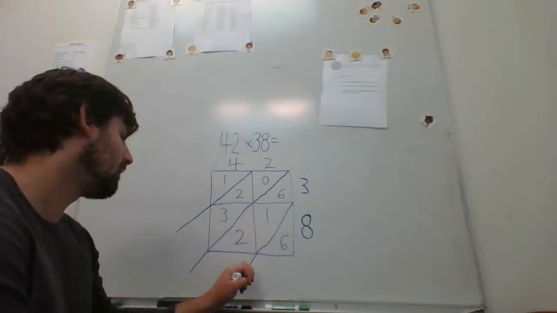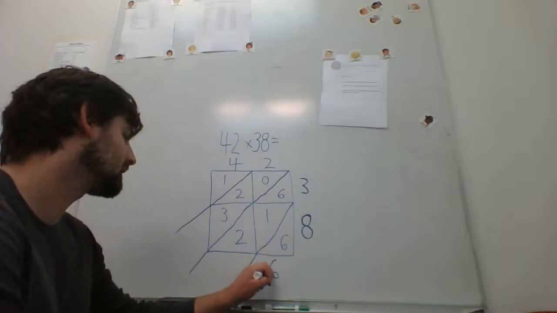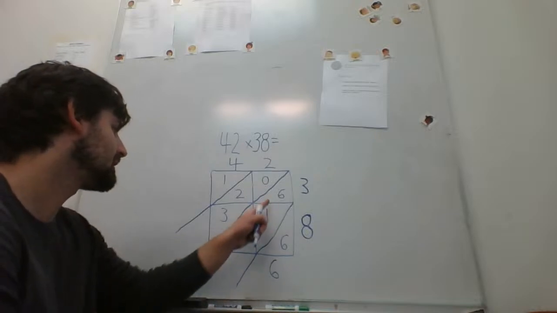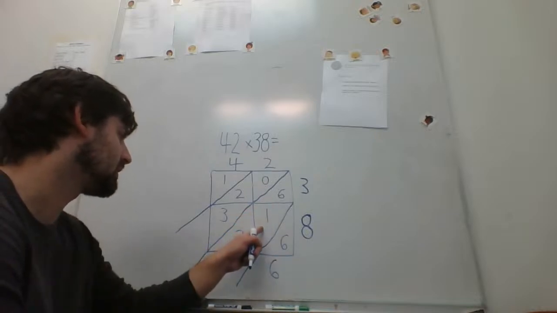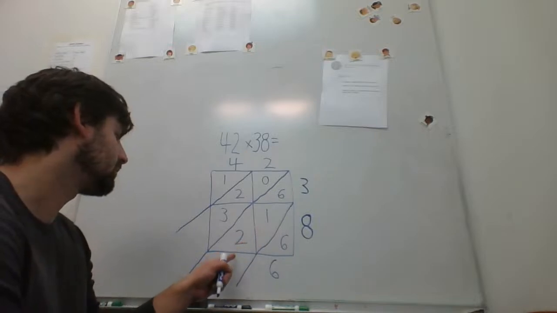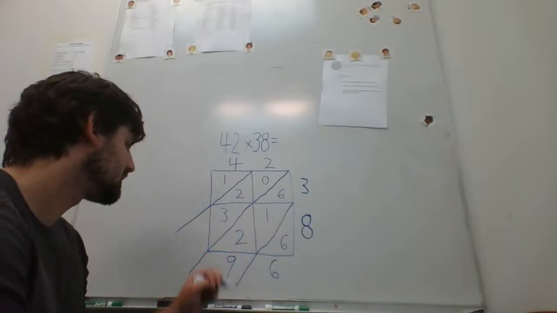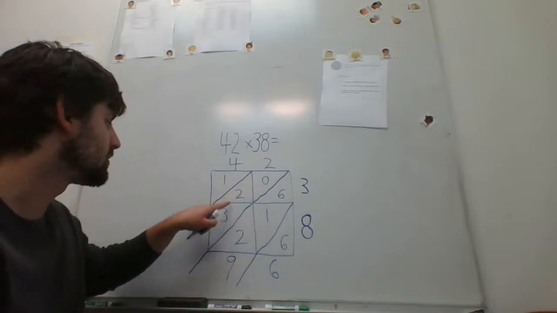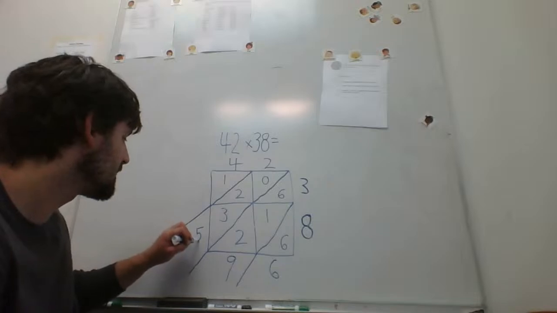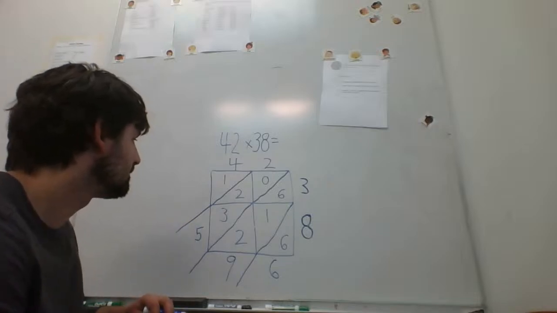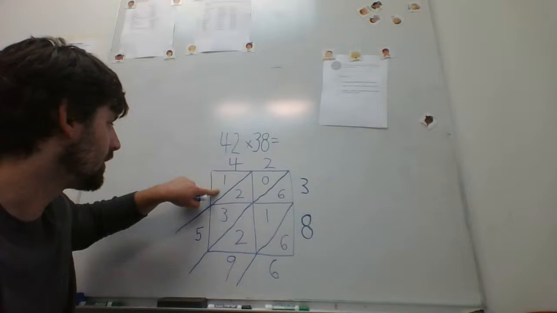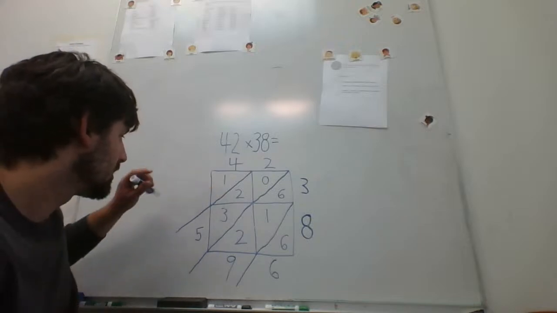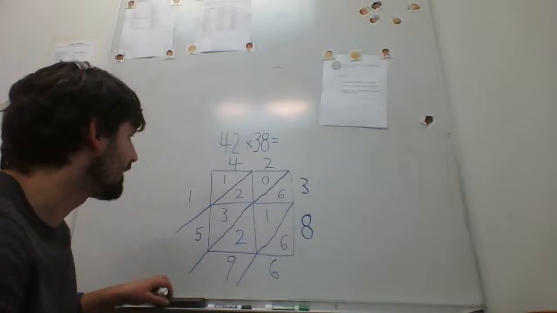So going across this diagonal line, we have 6. In between these lines, 6 plus 1 plus 2. 6 plus 1 is 7. 7 plus 2 is 9. 0 plus 2 is 2. Plus 3 is 5. And there's only one number inside the square above this diagonal line here. So I'm going to write a 1 up here. And we have our final answer.